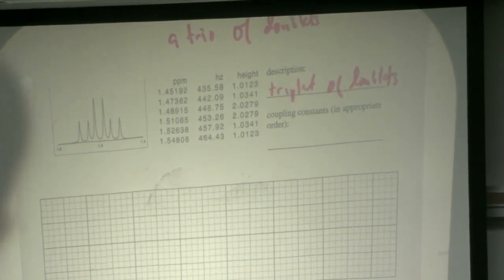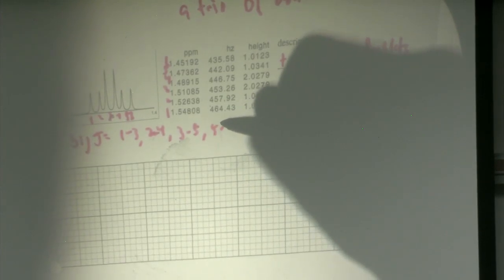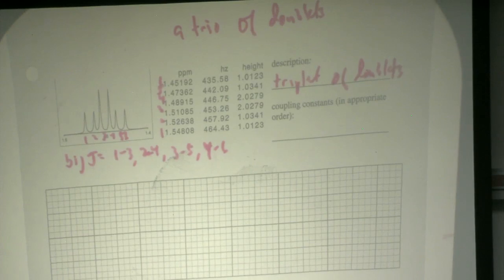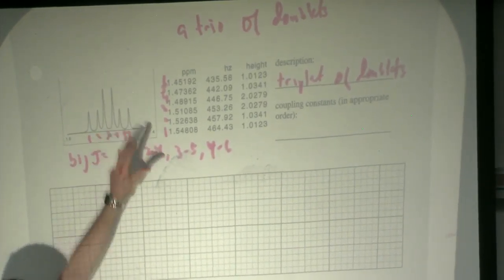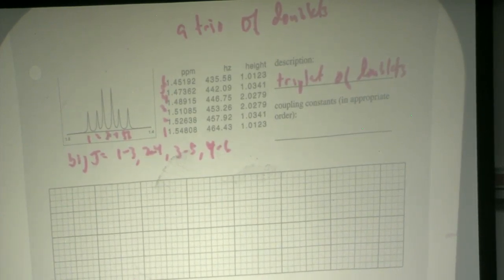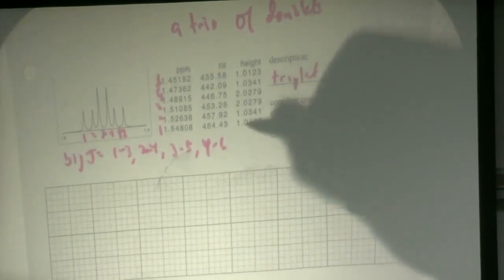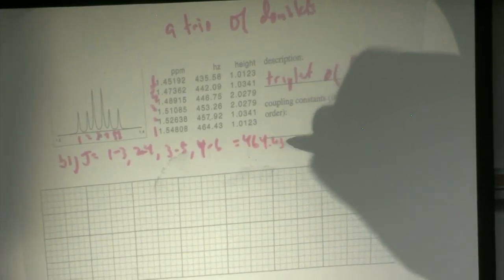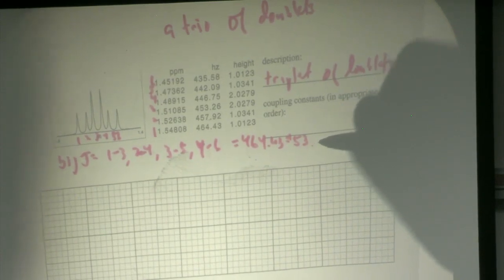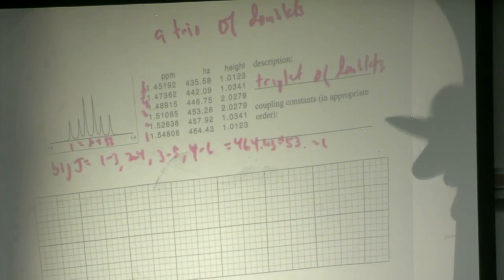And so your big J is going to be 1 minus, and again, we can think of this as lines 1, 2, 3, 4, 5, 6. And our big J is going to be 1 minus 3, which is the same as 2 minus 4, which is the same as 3 minus 5, which is the same as 4 minus 6. So this spacing all corresponds to the triplet. And if I want, the best thing would be to average them for maximum accuracy. In this case, with simulated data, I could just say that's equal to 464.43 minus 453.26. And that number happens to be 11.17.